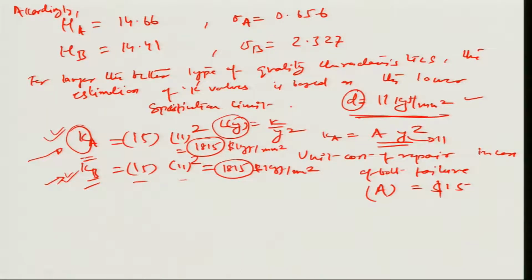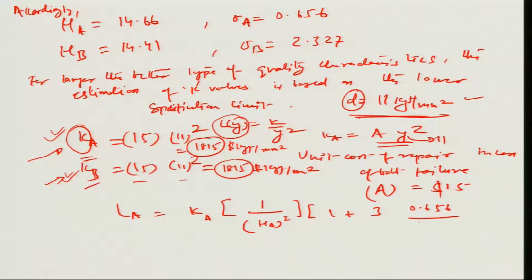So, having said that, now you can calculate the loss function of both components A and B. In this particular case, the loss function, for example, of A can be reported as the Ka value times 1 divided by the process mean mu A square, times 1 plus thrice the sigma value for A, which is 0.656, divided by the mu value 14.66 square, and this comes out to be close to $8.48 if you calculate this.